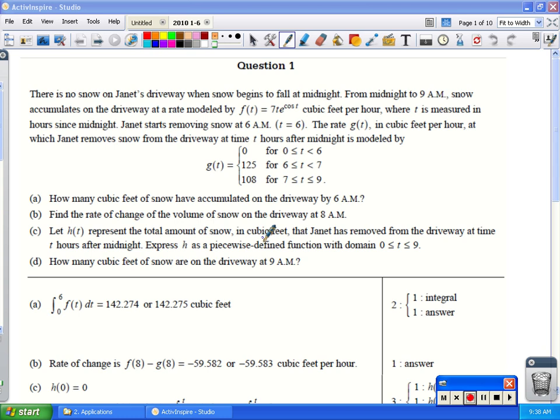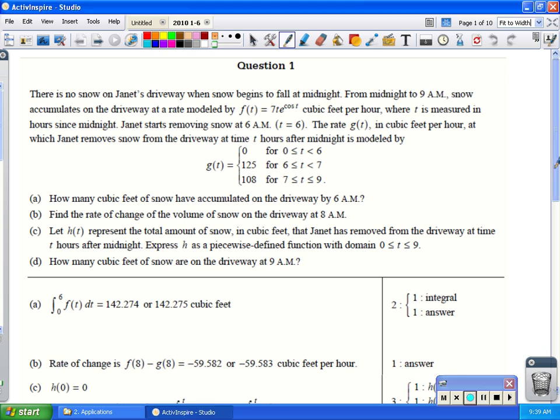This is the 2010 free response questions, and I want to go over this with you so that you can check your work. In some of the problems, I have also pulled some actual student work so that you can see how the students would write their answers.